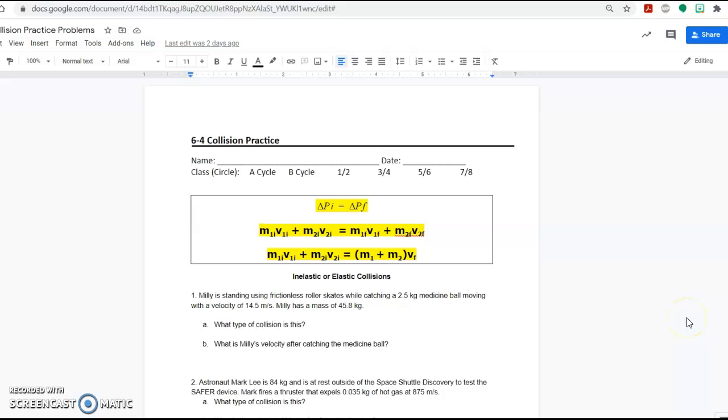Hey everybody, so this is going to be a little bit of a review and practice for collisions. It's important to understand that the equations for collisions come from the ideas of the conservation of momentum. So your initial momentum has to be equal to your final momentum when all of your forces are internal to your system, or when there are no external forces acting on your system. Okay, so the momentum before is equal to the momentum after.